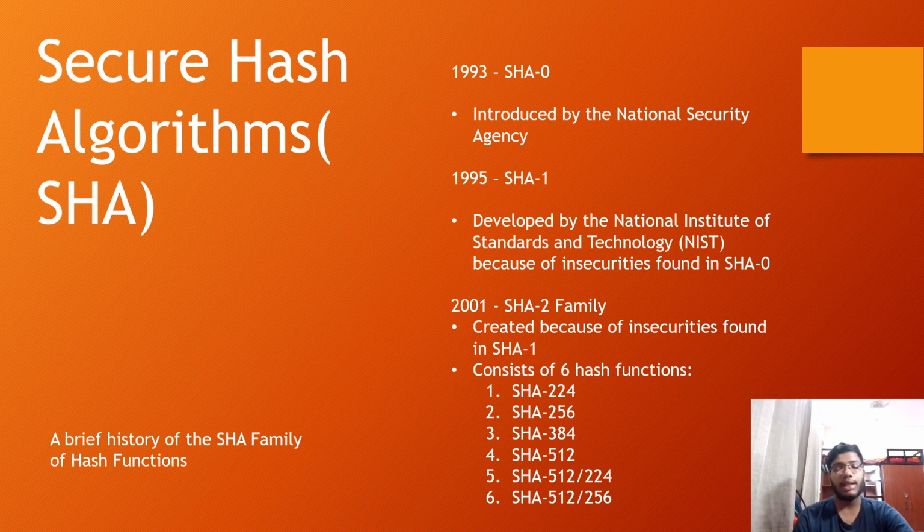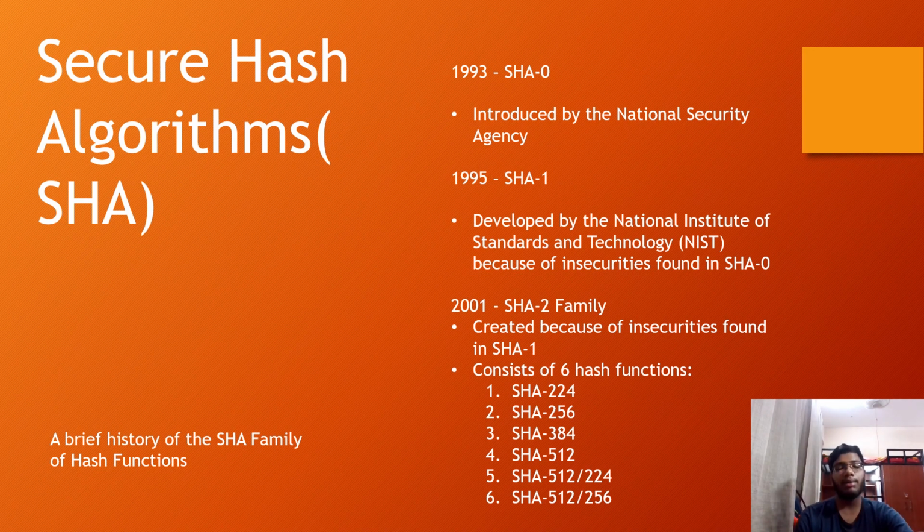SHA stands for Secure Hash Algorithm, and the 256 simply means that it outputs a 256-bit long string. SHA-256 is actually just one type under the SHA family of hash functions, which was first introduced in 1993 by the National Security Agency with SHA-0. After 2 years, the National Institute of Standards and Technology developed SHA-1 to fix the security issues found in its predecessor. However, weaknesses were still found in SHA-1, which led to the creation of the SHA-2 family in 2001.